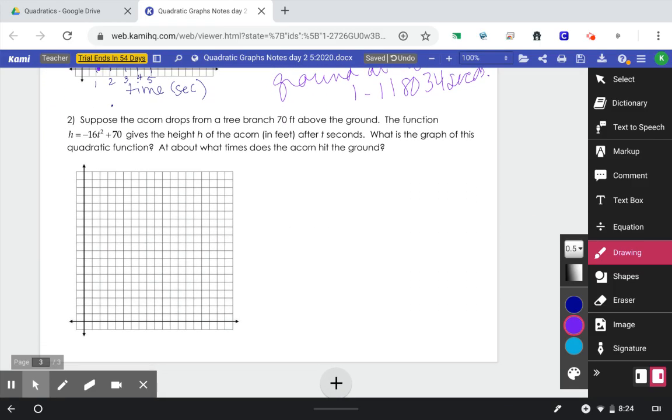Okay, let's do one more quickly. It says, suppose that acorn, so this one's the same thing, actually. I'm going to skip over this. If you have any questions and you want me to go through this problem, feel free to email me and I can do that for you.